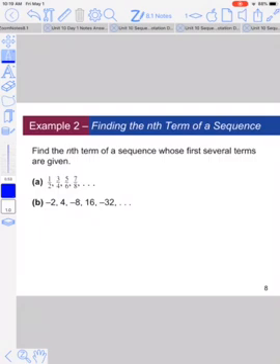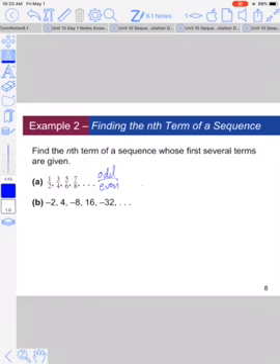I see the top numbers are odds. They're going up by 2 every time. And the bottom numbers are even. So top number 1, 3, 5, 7, 9, 11, 13. We want to go to the nth one. And on the bottom, we have 2, 4, 6, 8, which are even numbers, but we want to go to the nth one again. So how do we represent that?